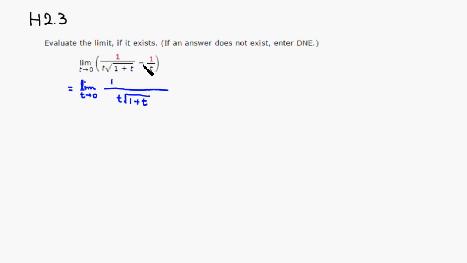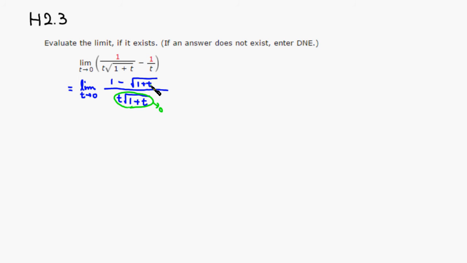So it's going to be a minus sign. So 1 times square root of 1 minus 1 plus t is just the square root of 1 plus t. So just taking the common denominator, we have that. Then let's plug in and see what happens. If you plug in t equals 0, 0 times anything is 0, so the denominator goes to 0.